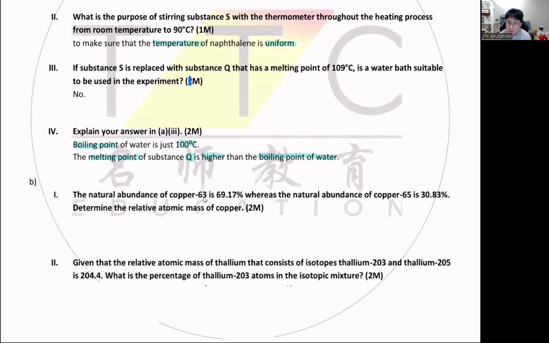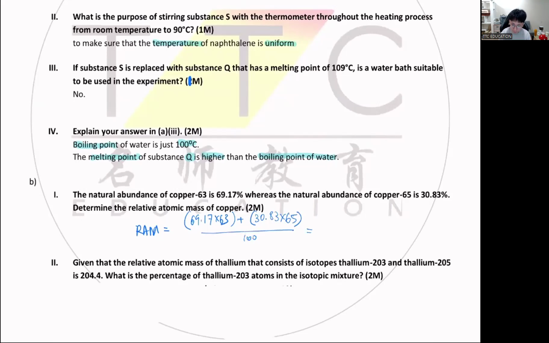Okay, so we have copper 63. The abundance is 69.17%. Then the other one, copper 65, is 30.83%. Calculate the relative atomic mass. Okay, guys, I think we did this just now already, so it should be very easy. So the relative atomic mass will be percentage multiplied by mass plus percentage multiplied by mass, over 100.